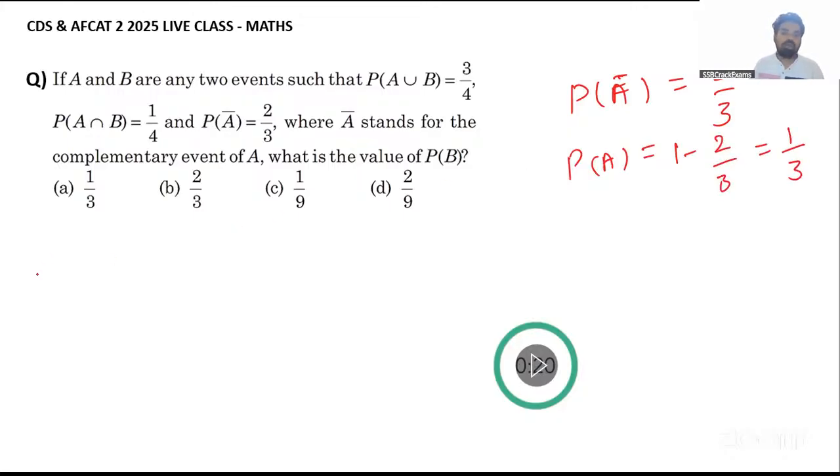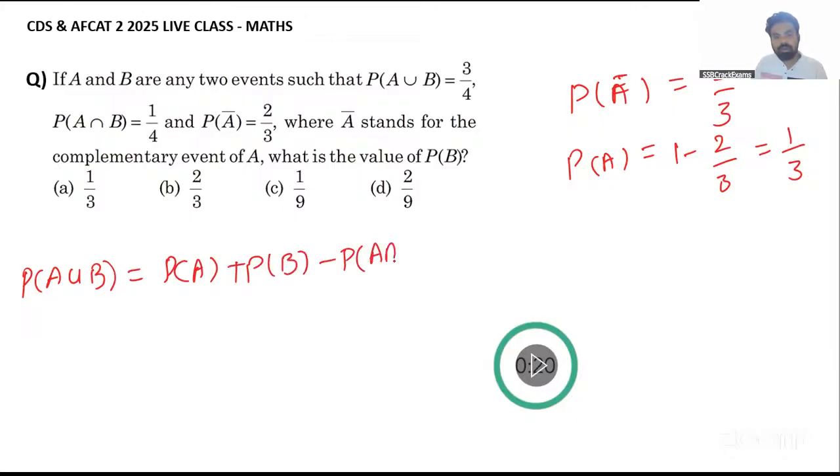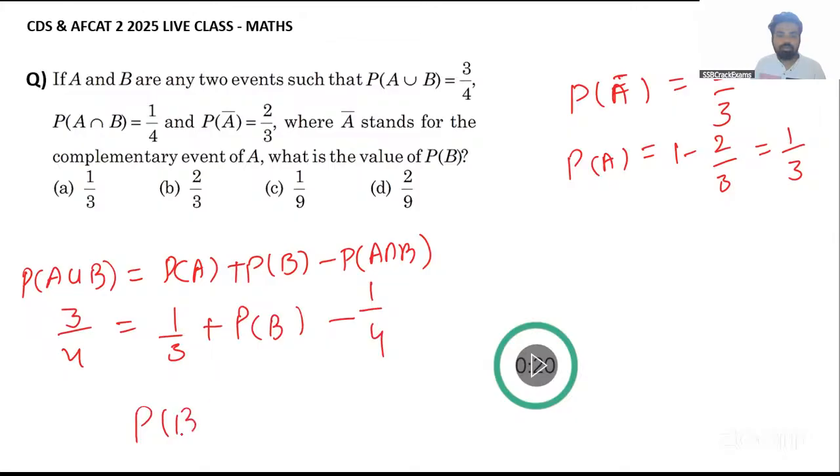Okay, so now you have probability of A union B is probability of A plus probability of B minus probability of A intersection B. So now A union B is 3 upon 4. Probability of A is 1 upon 3. Probability of B we need to find. Probability of A intersection B is 1 upon 4. The probability of B is what? It will be 3 upon 4 plus 1 upon 4 minus 1 upon 3.